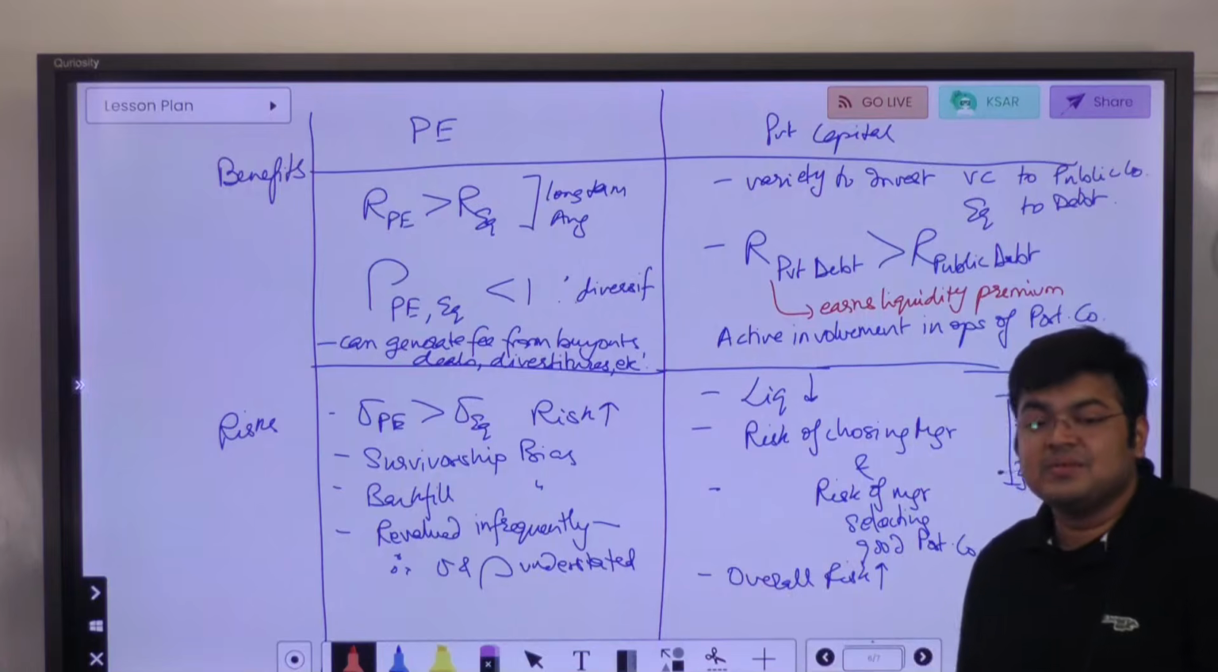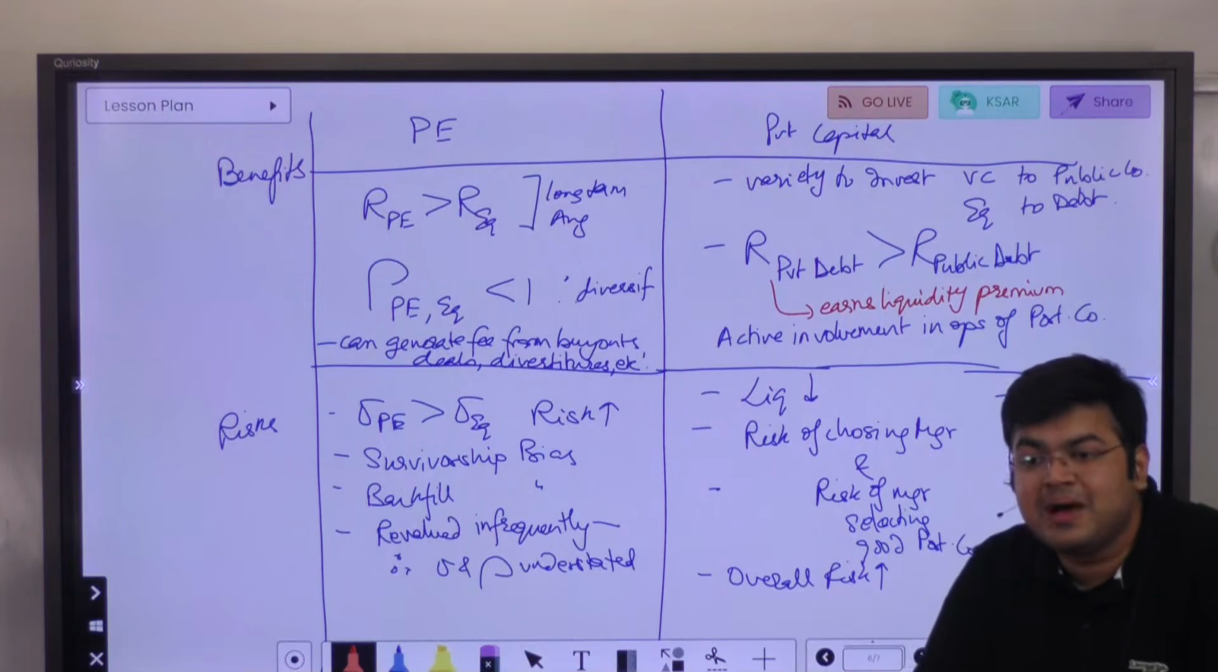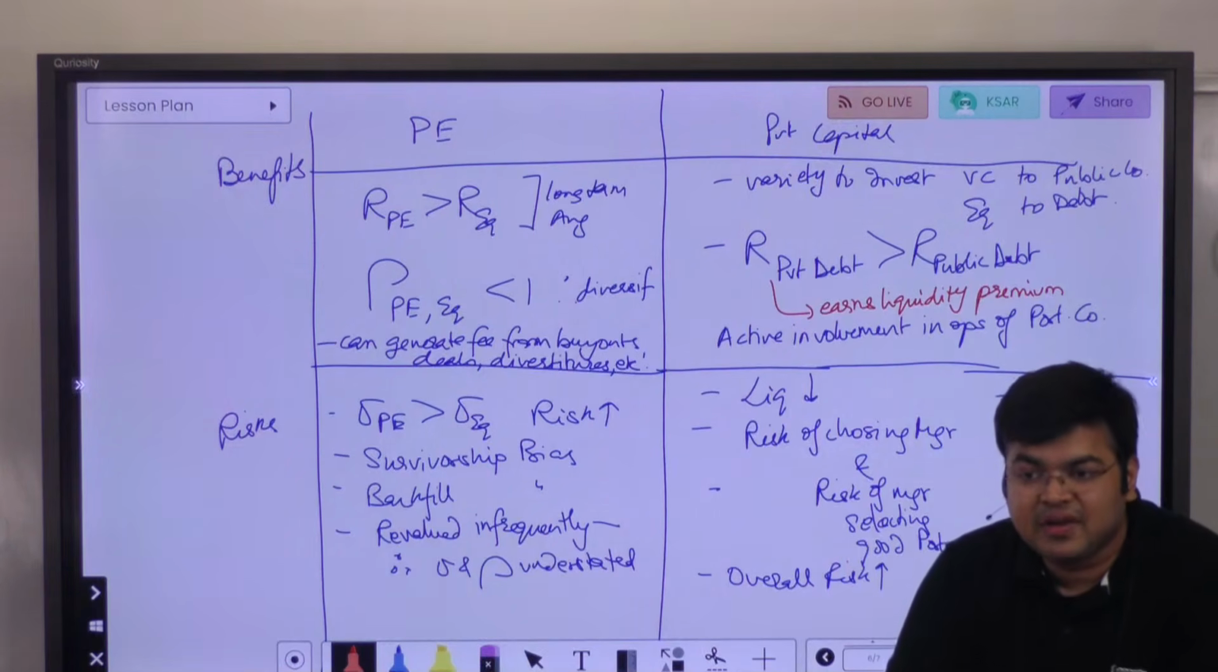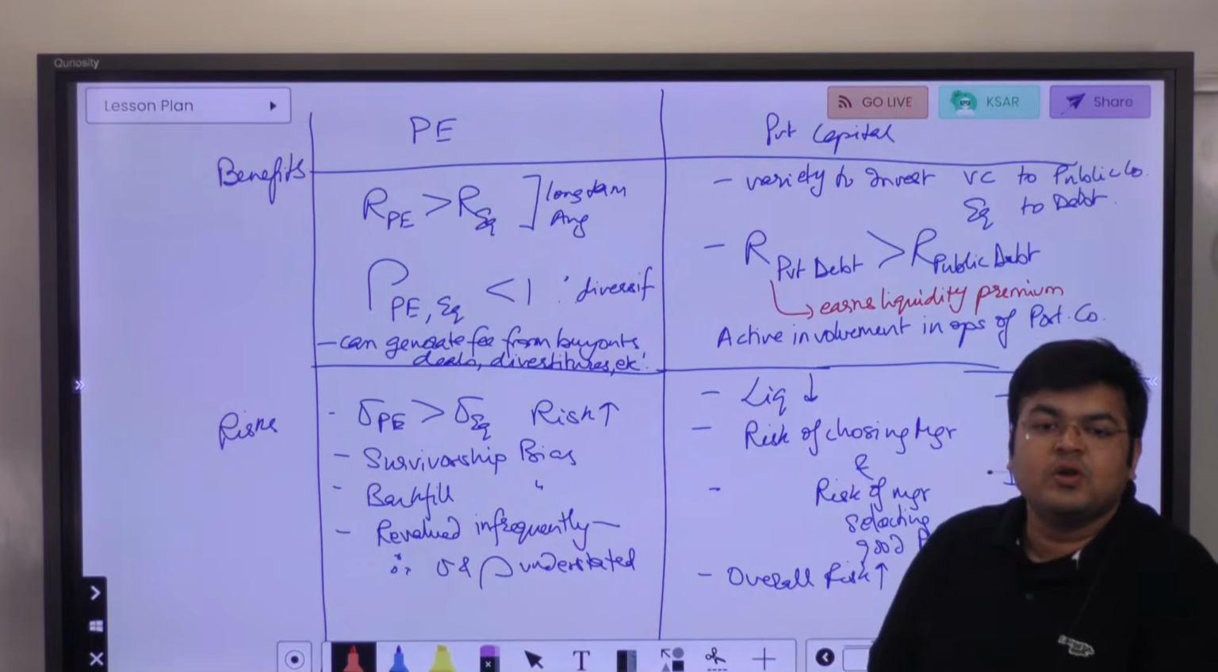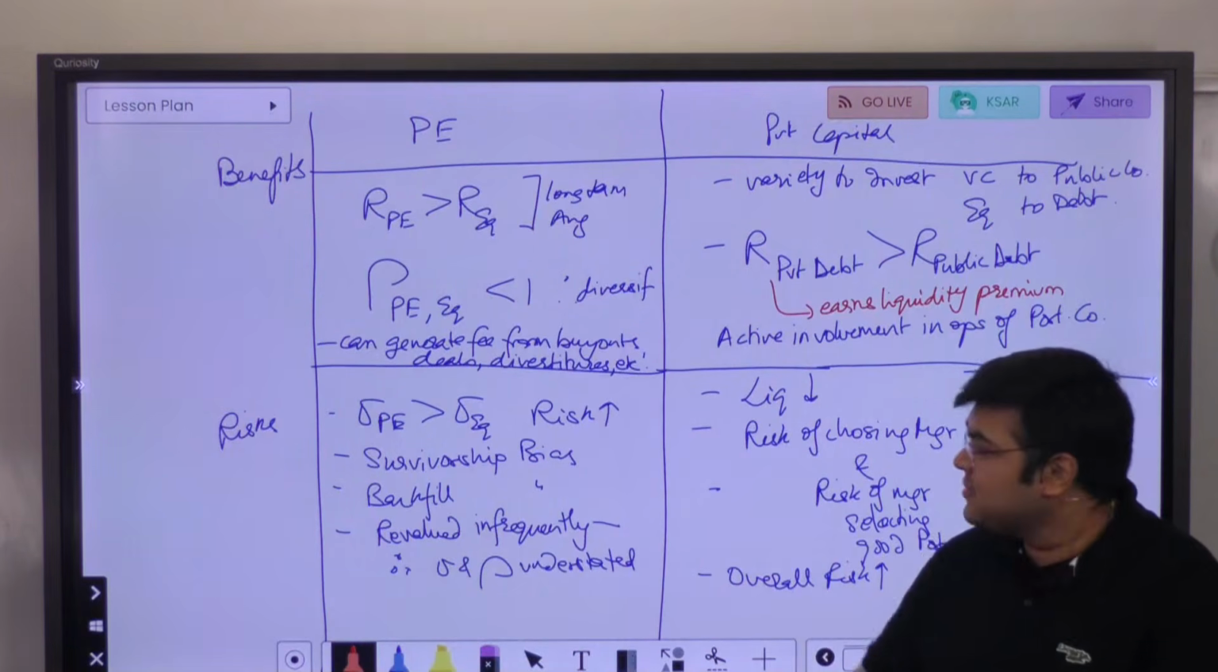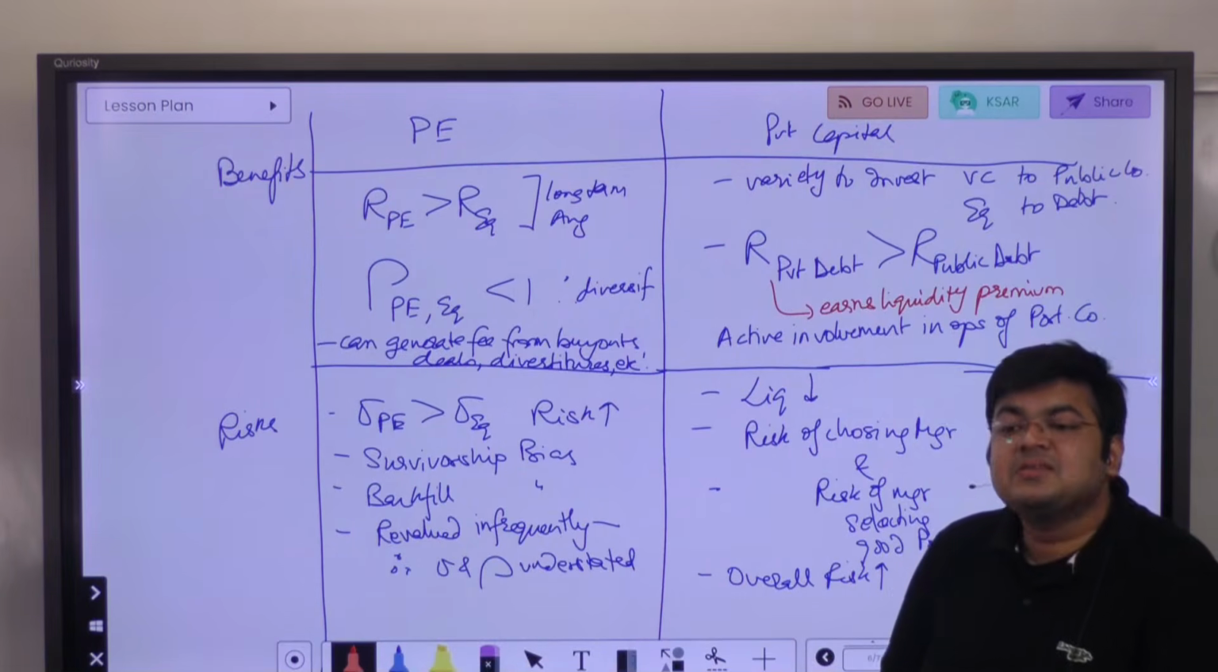So in private equity, there is a major survivorship bias, because your data is biased towards the survivors, the ones that are surviving. The ones that have shut down, you've probably not even included those in your calculations. That is a major problem. Second is a backfill bias.